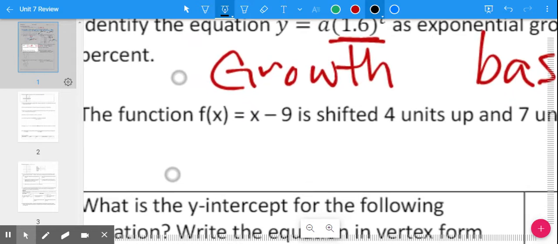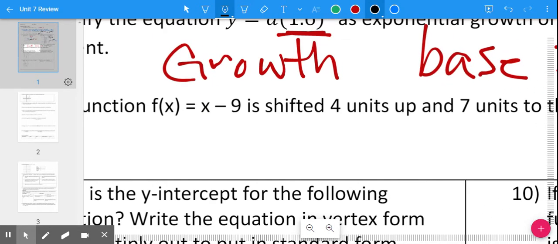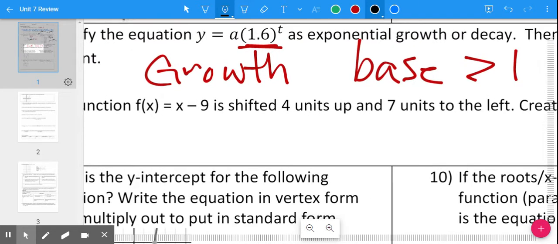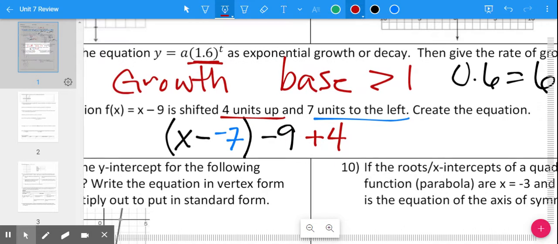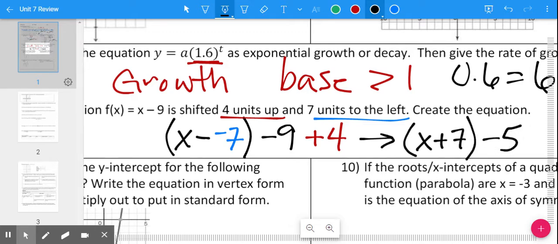The next one, we have f of x equals x minus 9 shifted up 4 and 7 to the left. So if we're going to make it go up 4, our original, remember, is x. We have a minus 9 affecting the outputs. So to go to the left 7 units, it's a negative 7, and then up 4 is an output value. So to write this neater, when you subtract a negative, you're actually adding. So we have x plus 7, and then negative 9 plus 4 is negative 5.